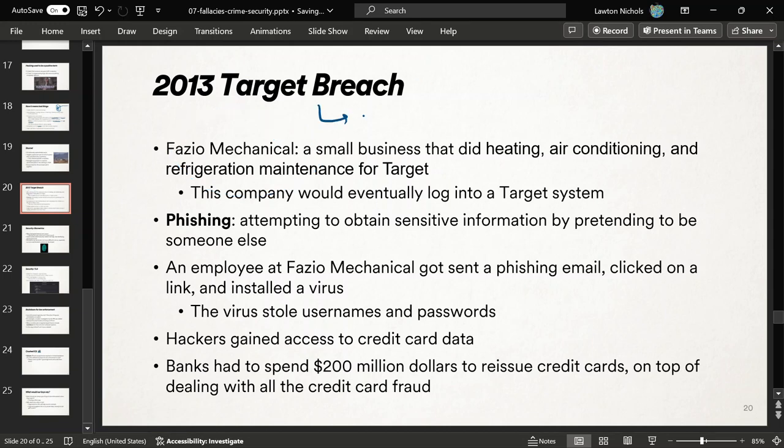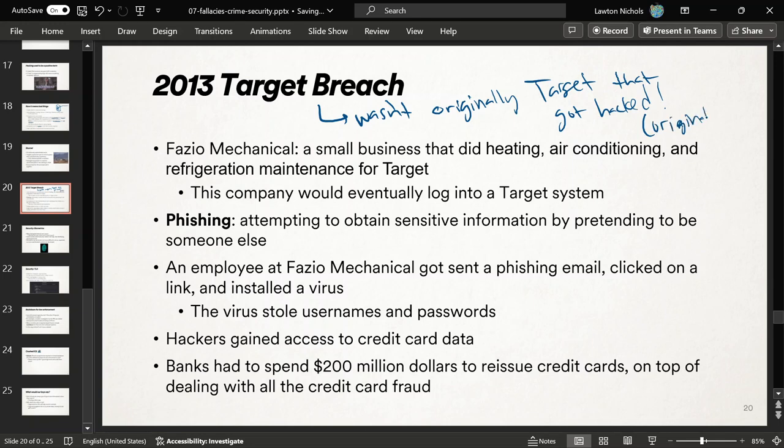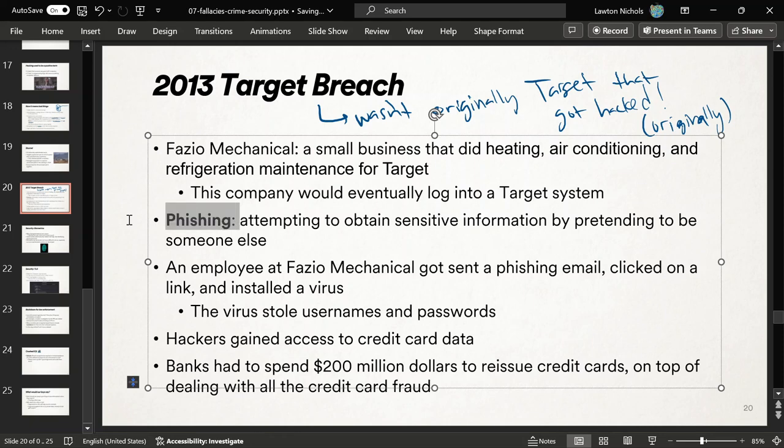So let me just write this. And that eventually led to Target getting hacked. So it wasn't actually Target that got hacked originally, at least. And so what happened was, there was a phishing attempt.